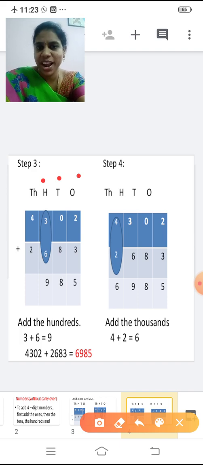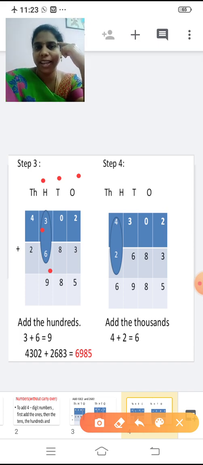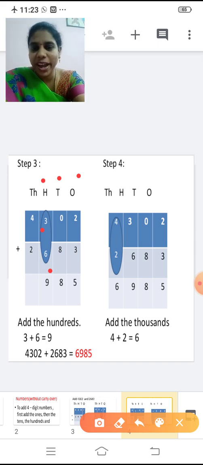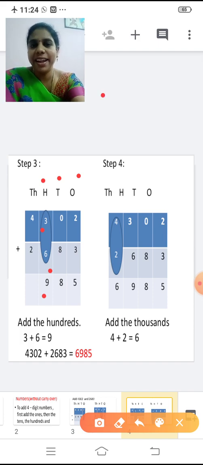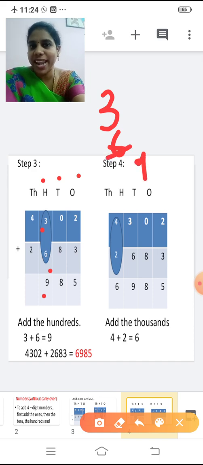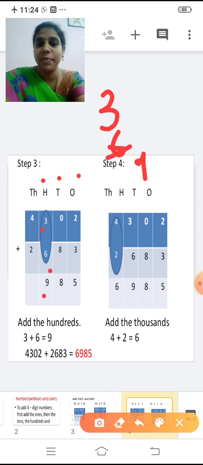What is there in the hundreds place? 3 and 6. Add 3 plus 6. 3 in the mind, 6 in the finger. After 3, 4, 5, 6, 7, 8, 9. What is the answer? 9. So write 9 down below the hundreds place. 3 plus 6 is 9.